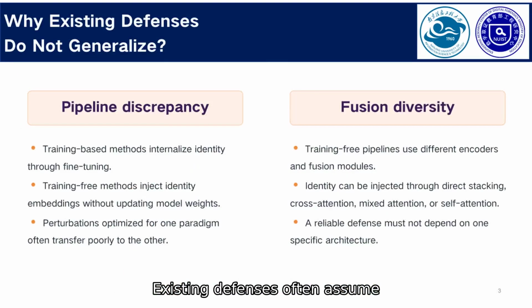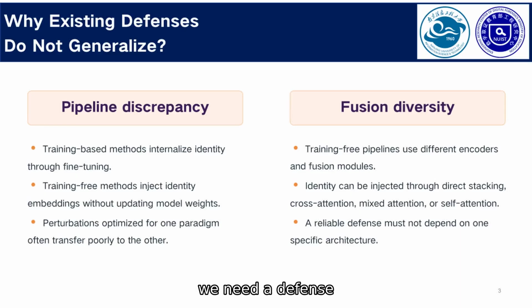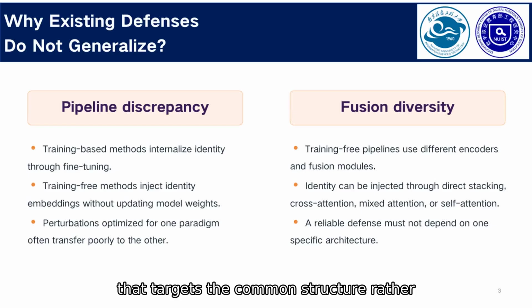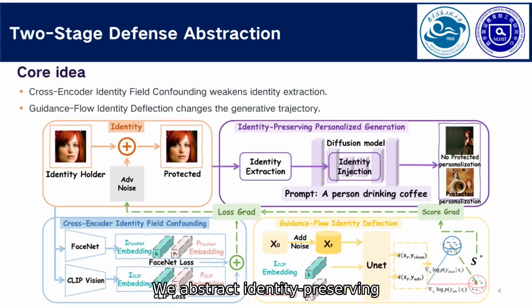Existing defenses often assume training-based personalization, where the model learns identity through fine-tuning. However, many recent methods are training-free. They extract identity embeddings and inject them during inference. Since these pipelines use different encoders and fusion strategies, we need a defense that targets the common structure, rather than one specific method. We abstract identity-preserving personalization into two stages: identity extraction and identity injection.